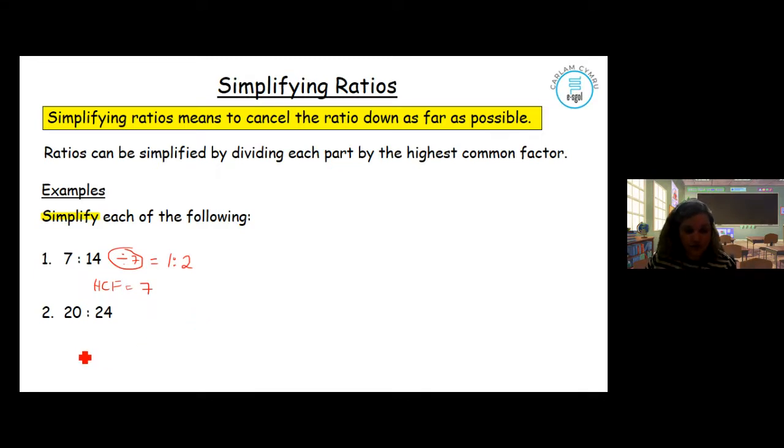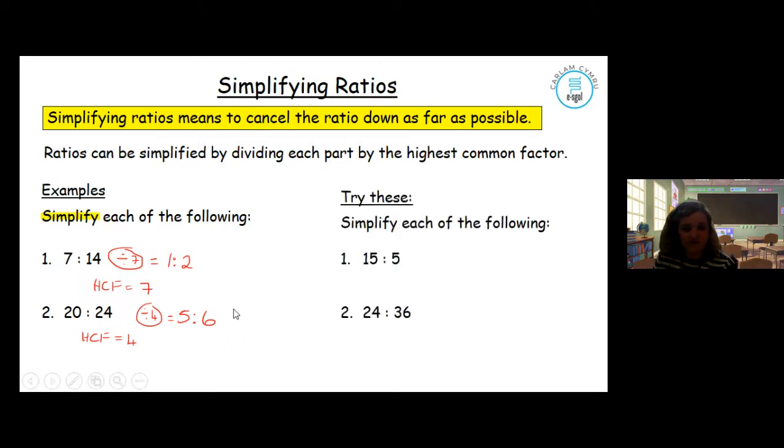Looking at question 2, I can see they're both in the 2 times table. They're both in the 4 times table, and they're not in any other. So the highest common factor is 4, the biggest number that goes into both. I'm going to divide these both by 4 and write down my new ratio, a simplified version of what I had. How many 4s in 20? 5. How many 4s in 24? 6. So it's now simplified to 5 to 6.